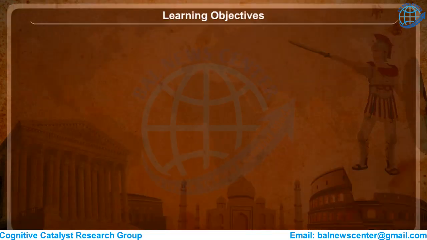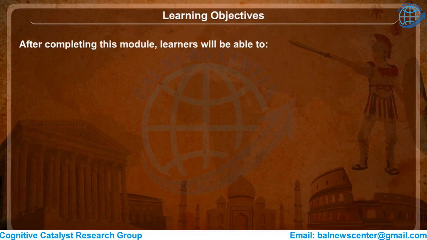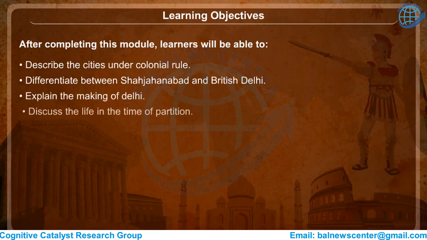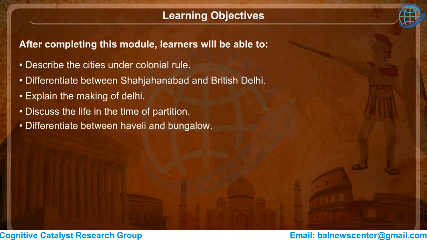Learning objectives. After completing this module, learners will be able to describe the cities under colonial rule, differentiate between Shahjahanabad and British Delhi, explain the making of Delhi, discuss life in the time of partition, differentiate between Haveli and bungalow, and enlist the reasons for the decline of Havelis.